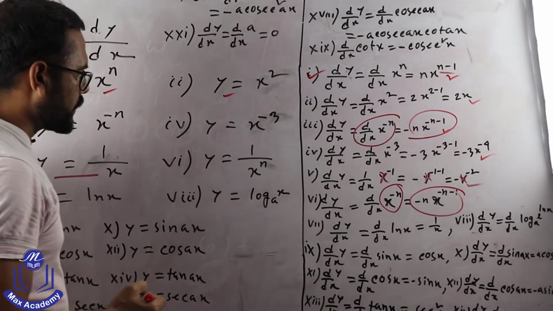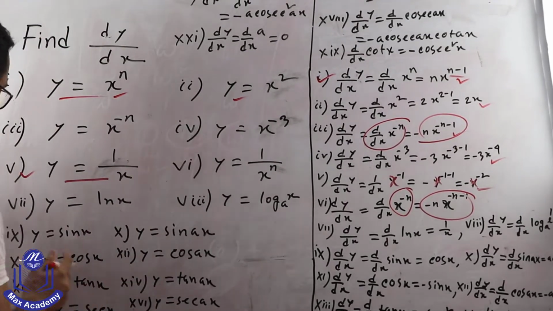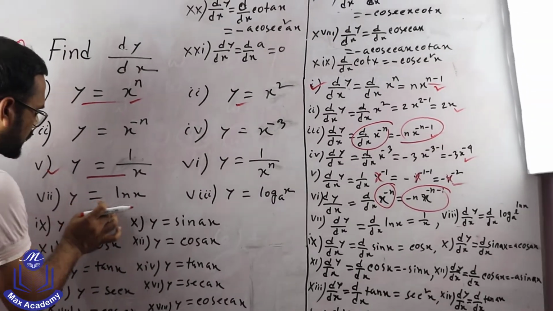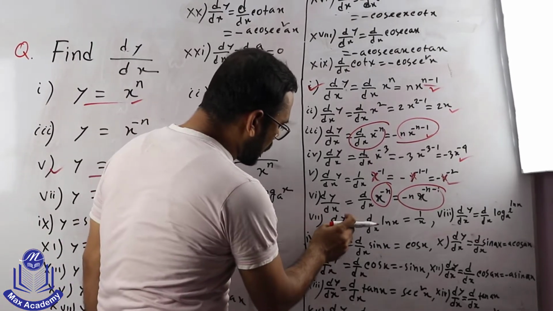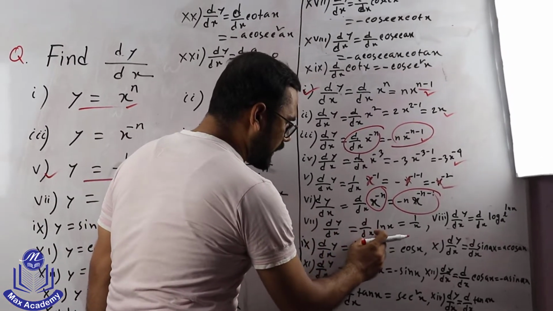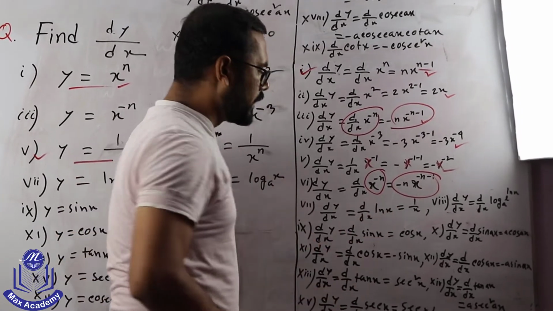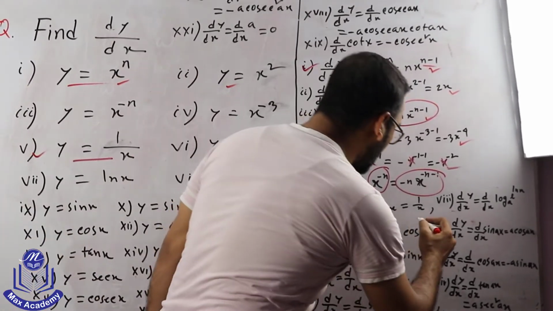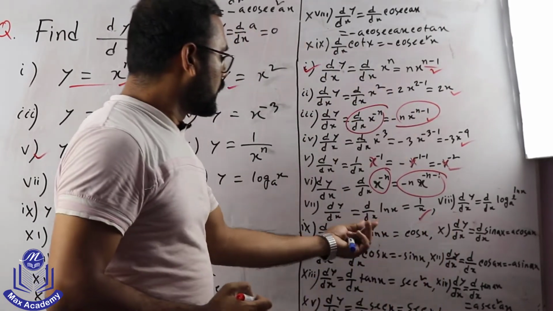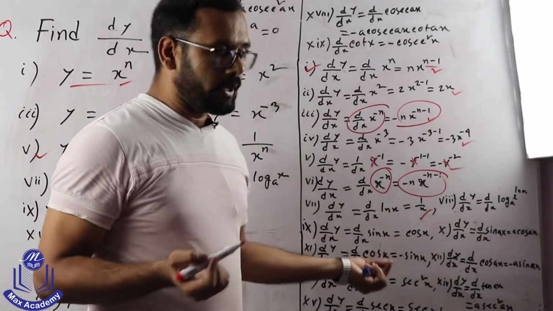Now question number 7. Here it is given y equals ln x. So we have taken d/dx of y, and d/dx on this side also of ln x. If we differentiate ln x, then the result will be 1 upon x, since the derivative of ln x is 1 upon x.